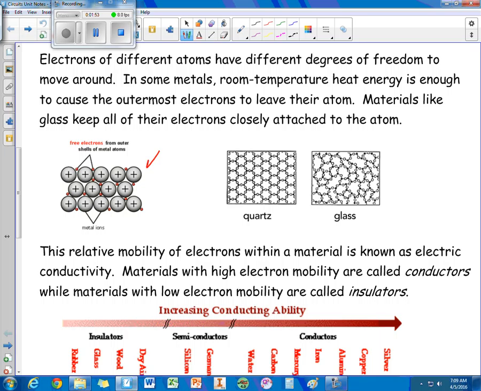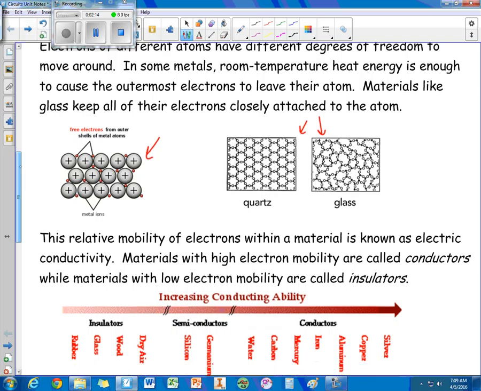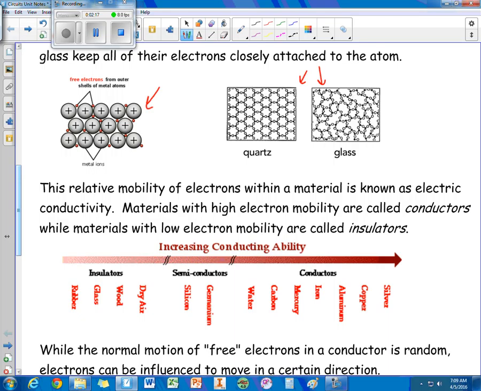For here we have our metallic bonds, and we can see that there's individual free electrons from the valence electrons. They can go in and around, they can wiggle around, they can move pretty much at random. But for things like quartz and glass, the electrons are locked in a little closer to the atom. So this relative mobility of the electrons is what we call conductivity. Materials with higher electron mobility are what we call conductors. Materials with lower electron mobility will be called insulators.